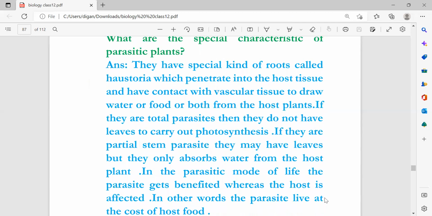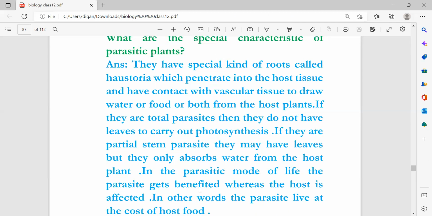What are the special characteristics of parasitic plants? So these are the special characteristics of parasitic plants. They have a special kind of root called the haustoria, which penetrate into the host tissue and have contact with the vascular tissue to draw the water and food or both from the host plant.